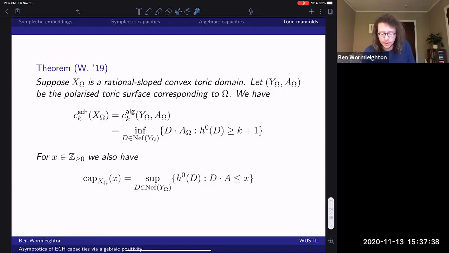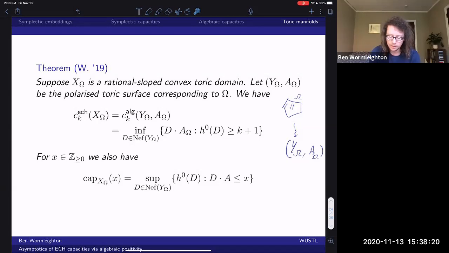If X_Ω is such a convex toric domain, we let Y_Ω, A_Ω be the corresponding polarized toric surface. So we have some polytope Ω with rational slopes. To this data, one can define a toric variety, a closed toric surface Y_Ω, and an ample divisor on Y_Ω called A_Ω. In this situation, we have that the ECH capacities of X_Ω are equal to the algebraic capacities of that toric pair. And in this situation, it's even a little bit nicer.